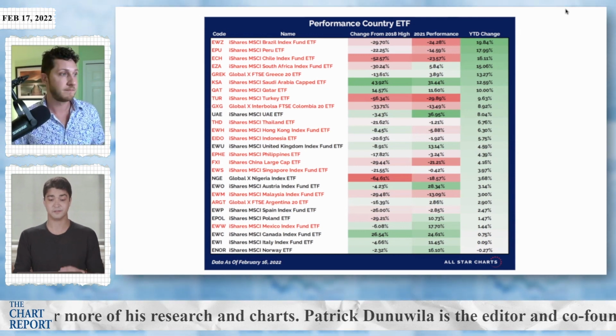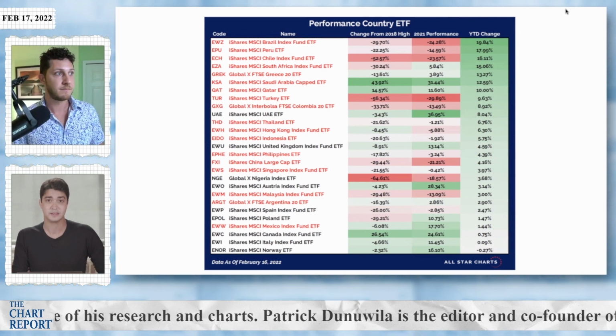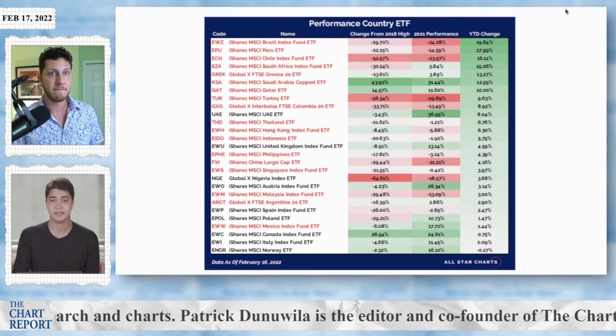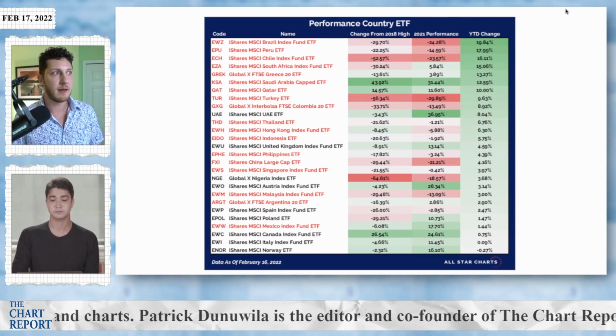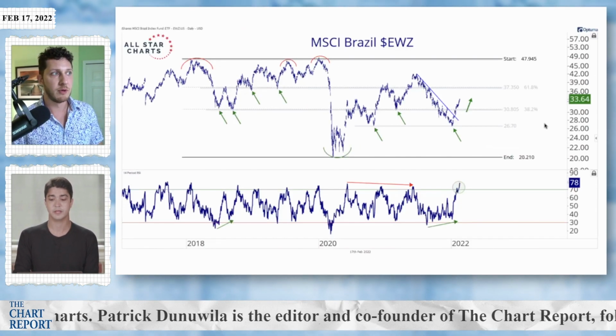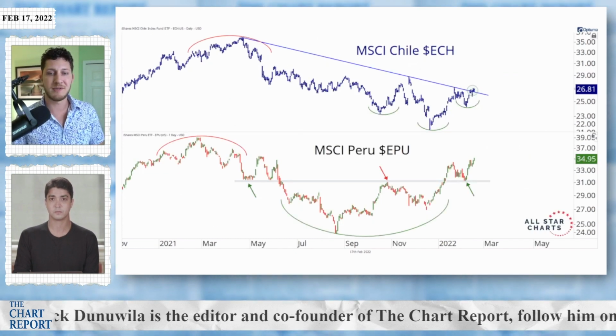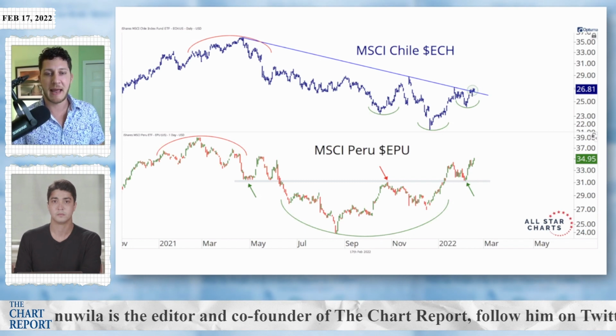Yeah, and you're seeing a lot of Latin American names on the top of that list there, right? And I know you have some Latin American countries that have your eye right now. Yeah, Brazil's been ripping. You could show that chart next. Peru, Chile, this is all what you're seeing in these charts. This is just classic bottoming action, right?